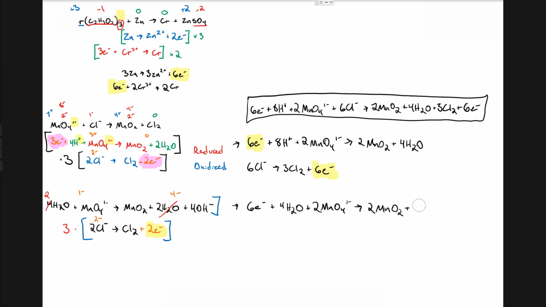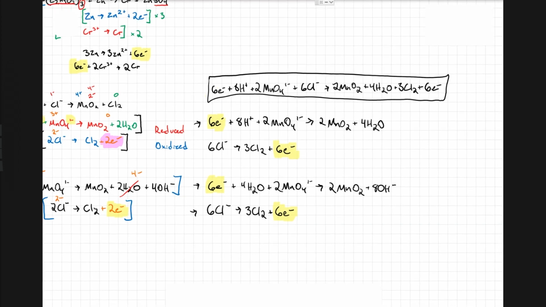Oh, we canceled that out. Excuse me. Get rid of that. Plus 8 OH negative. That's our top half reaction. And then on the bottom, we're going to get 6 Cl negative goes to 3 Cl2 plus 6 e negative. And now our electrons match.